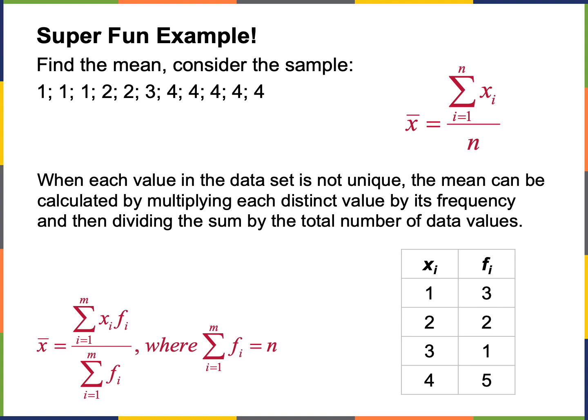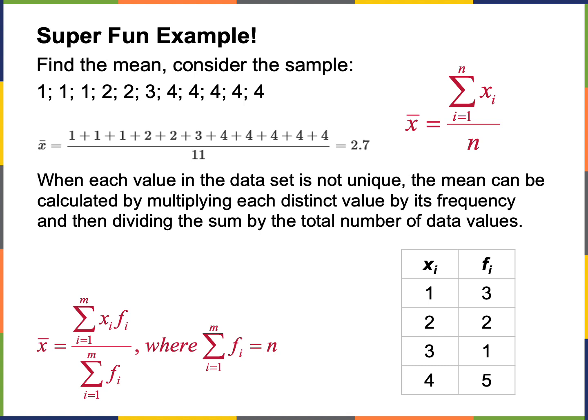Let's say we have this set: 1, 1, 1, 2, 2, 3, 4, 4, 4, 4, 4. We know that to take the mean of the sample, we just add all these up and divide by the number of numbers. So it would look like 1 plus 1 plus 1 plus 2 plus 2 plus 3 plus 4, and so on, divided by 11. There are 11 numbers, which is equal to 2.7.